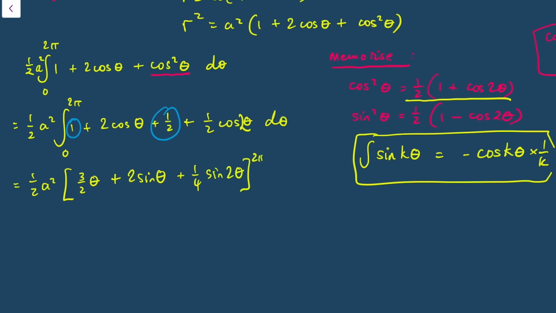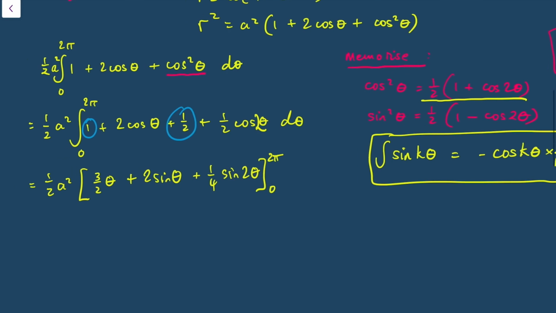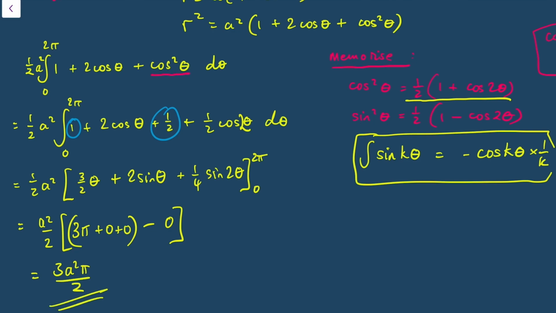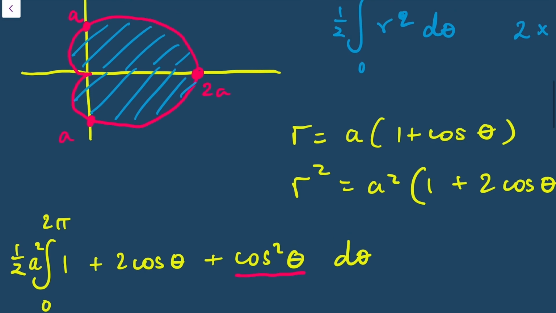And now I'm just going to sub in 2 pi and 0. And so I'm going to end up with a squared over 2. And if I sub in 2 pi, I'm going to get 6 pi over 2, which gives me 3 pi. Sine of 2 pi is 0, so that's plus 0, and again 0. And when I subtract 0 subbed in, which gives me that. So very nicely, that is going to simplify to 3a squared pi all over 2. And that is the enclosed area there.